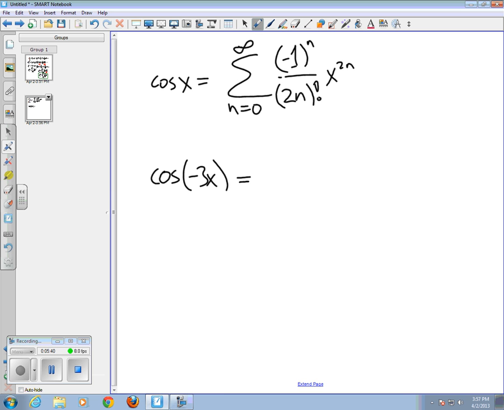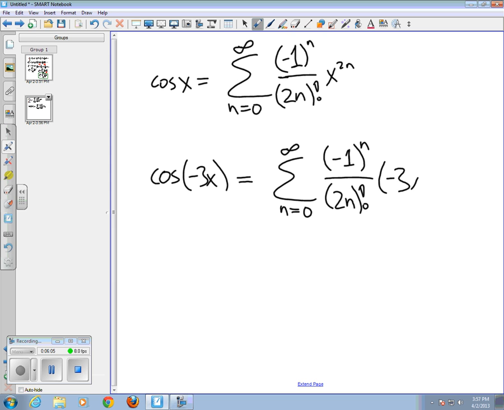What we want to do is substitute a negative 3x everywhere we see an x in the summation for cosine x. So we have the sum from n equals 0 to infinity. We have negative 1 in the numerator to the nth power. On the bottom, we have still 2n factorial. The thing that changes is now we have negative 3x to the 2n power. And so all we want to do is take this part out here and separate the negative 3 to a power and the x to a power. So this turns into negative 3 to the 2n and x to the 2n.